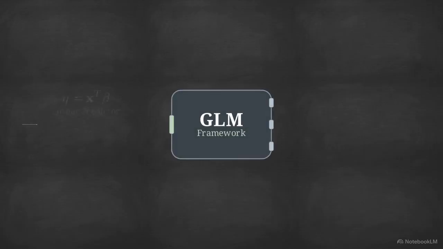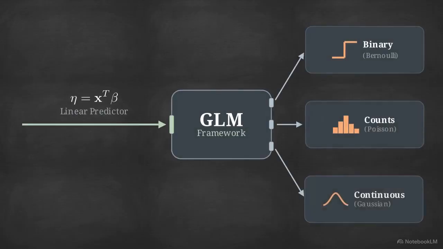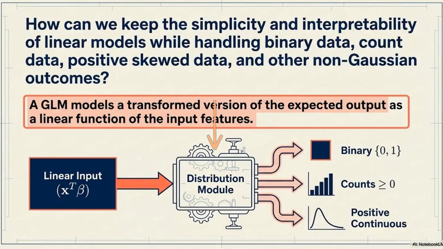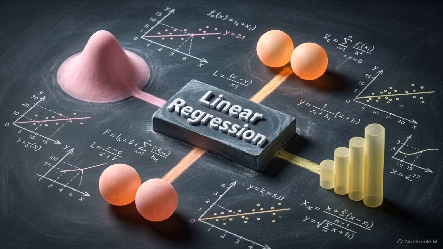This framework functions as a flexible, modular architecture for mapping data to predictions. This schematic illustrates the operational trick. Instead of modeling the raw output directly, the GLM models a transformed version of the expected output as a linear function of the input features. This architecture upgrades linear regression into a system capable of handling complex, non-Gaussian outcomes.